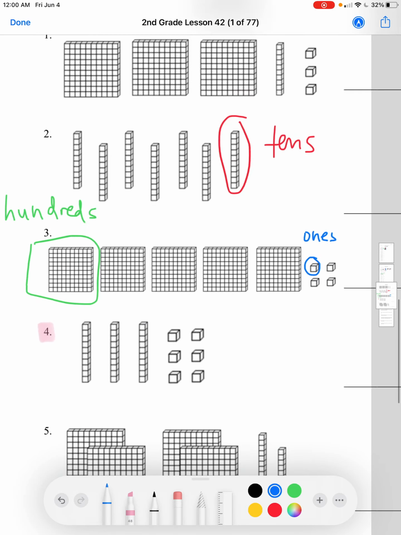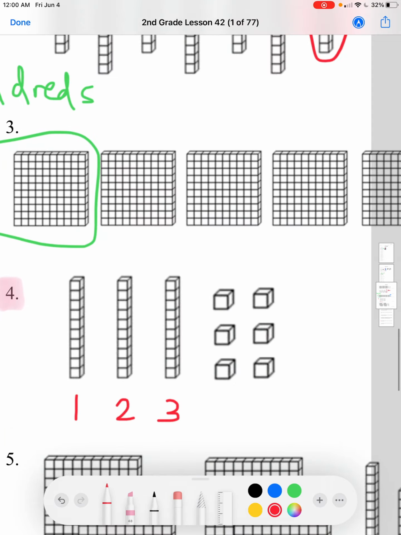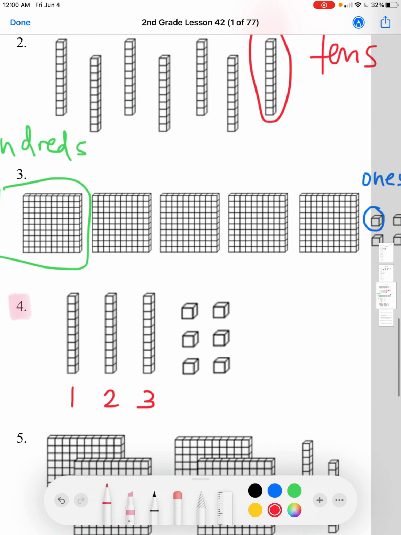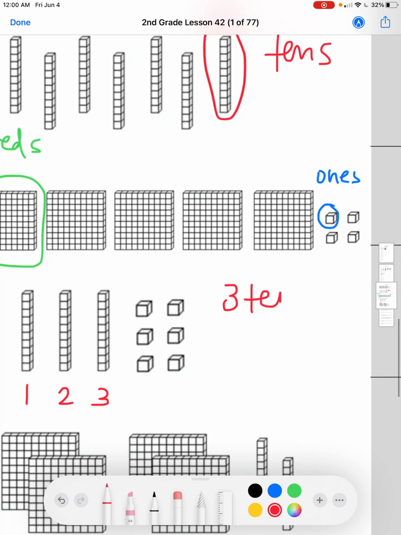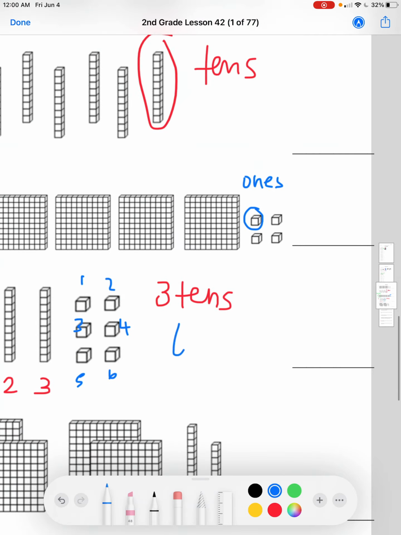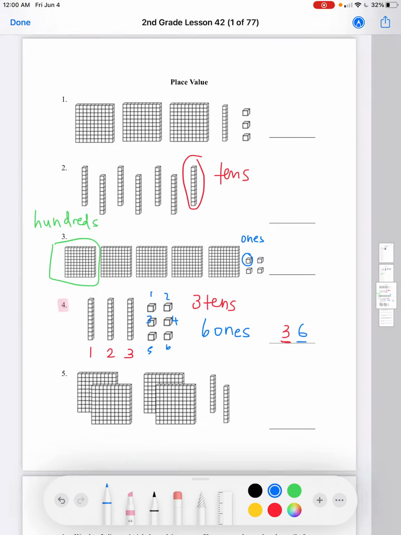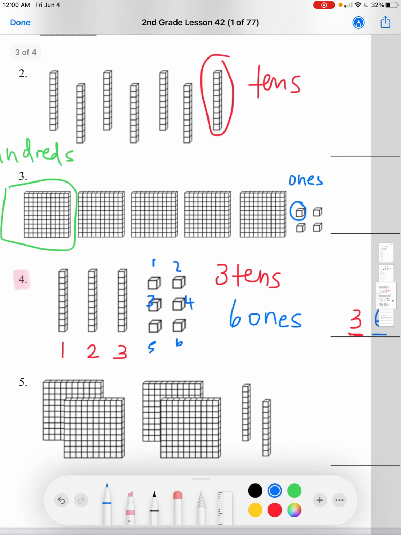Let's go on to our question number 4. We have 1, 2, 3 sticks, and these are, remember, tens. So basically we have 3 tens, and ones we have 1, 2, 3, 4, 5, 6. We have 6 ones. Now what would that be? 3 tens means that we have a 3 in the tens place, and we have a 6 in the ones place, so the number is 36. That's the number that is shown by these blocks.